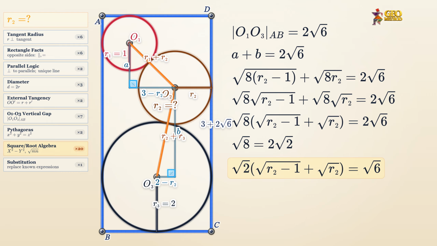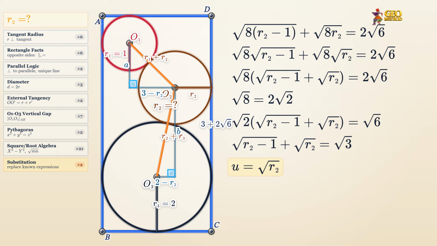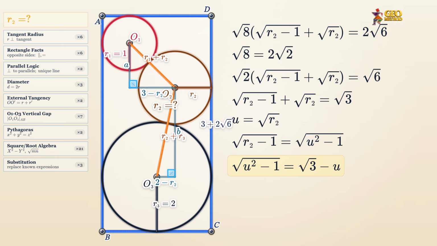Simplify root 8. Since 8 is 4 times 2, root 8 is 2 root 2. Divide both sides by 2. This leaves root 2 times the parentheses on the left and root 6 on the right. Now divide by root 2. Root 6 over root 2 is root 3. So the equation becomes root of R2 minus 1 plus root R2 equals root 3. To make the last algebra cleaner, set u equal to root R2. Since R2 is a radius, u is positive. Then R2 becomes u squared. So root of R2 minus 1 becomes root of u squared minus 1. Move u to the right side, we get root of u squared minus 1 equals root 3 minus u.